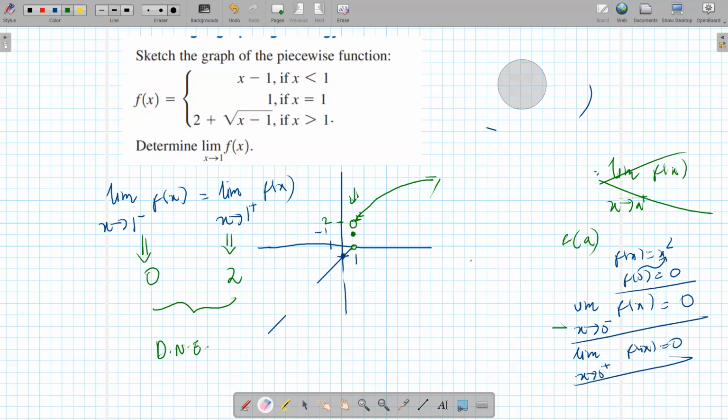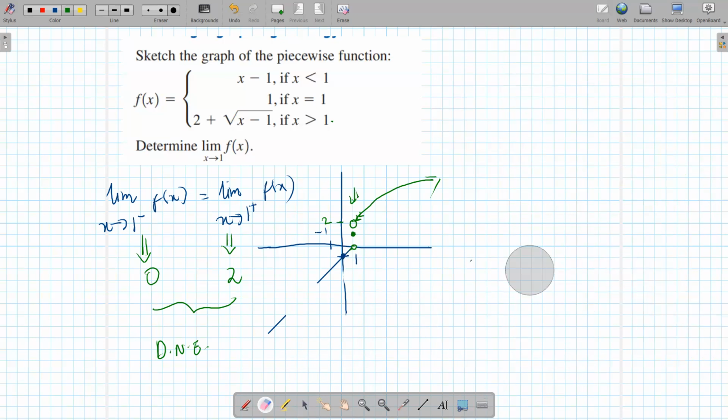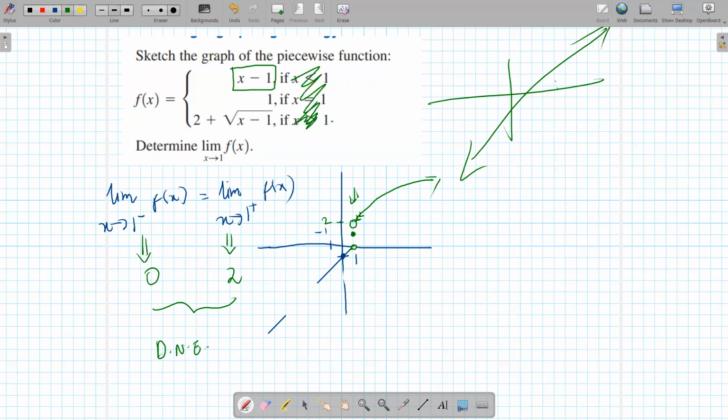Are there any restrictions on f of x? Let's go one by one. Is there any x value that it cannot be? Think about a straight line, right? Y equals x minus 1. Does it have any restrictions? No. Y equals 1. Does this have any restrictions? No.